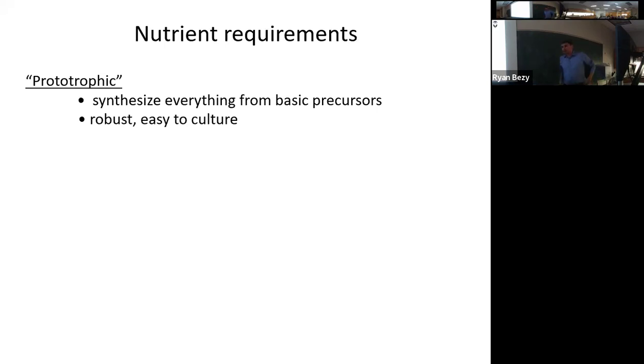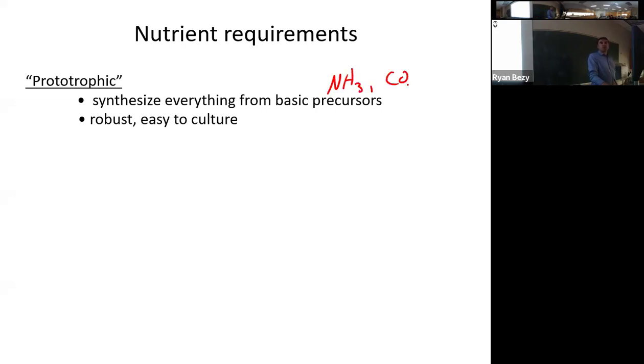So with nutritional requirements, different bacteria also have different nutrient requirements. Different bacteria species often fall into different categories. Prototrophic bacteria synthesize everything they need from very basic precursor molecules. You can give them ammonia, some CO2, some oxygen or some hydrogen gas, for instance. You can give them very simple compounds, and from those, they make all the different parts of the cell.